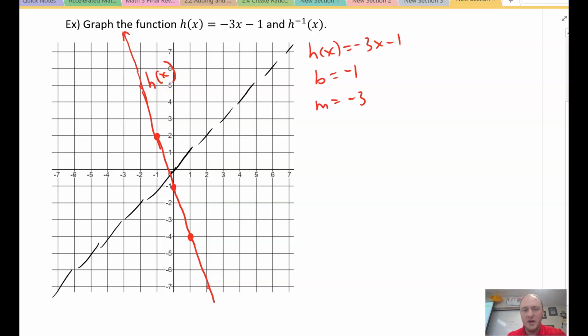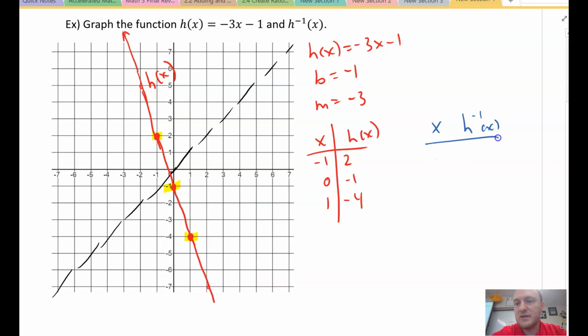All right, I want 3 points, and I'll choose these points here. I'll make a table to help organize the information. So we have (negative 1, 2), (0, negative 1), and (1, negative 4).